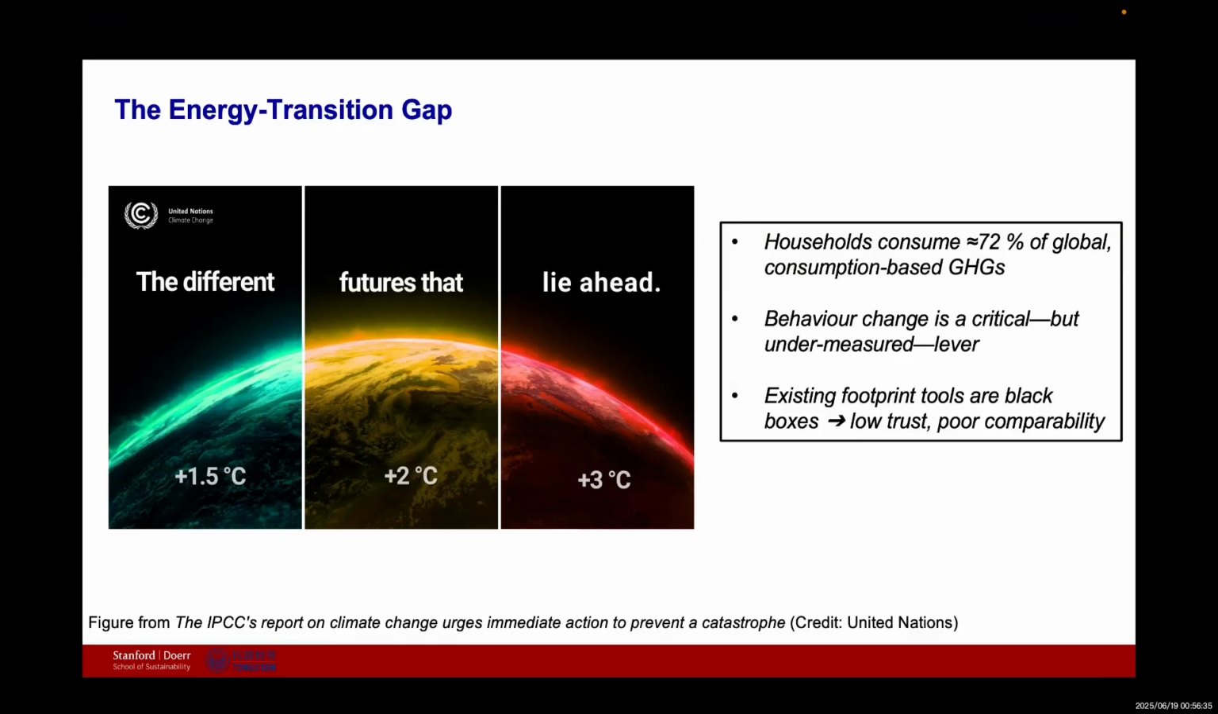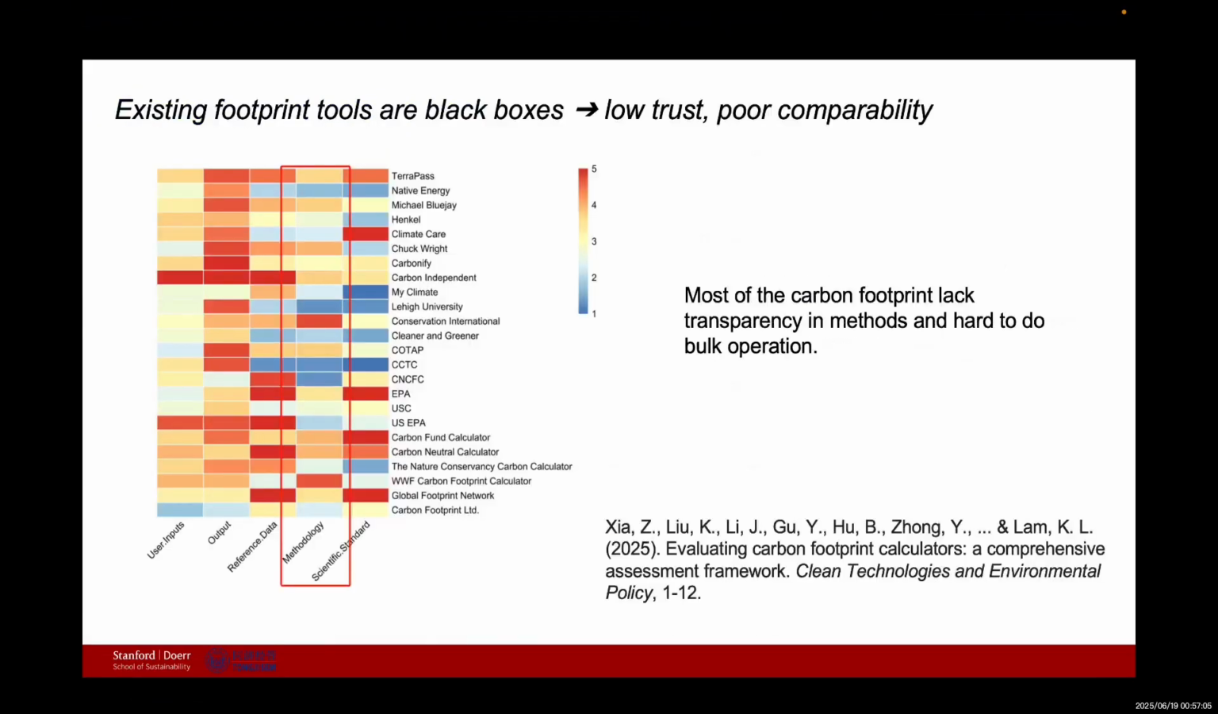The energy transition gap is a critical part of climate change, and our future actually lies in our lifestyles, behavior, and everyday choices. At the current moment, households consume about 72% of global consumption-based emissions. Behavior change is critical, but currently it is under-measured and understudied. One reason for that is that we do not have handy tools to study carbon footprints.